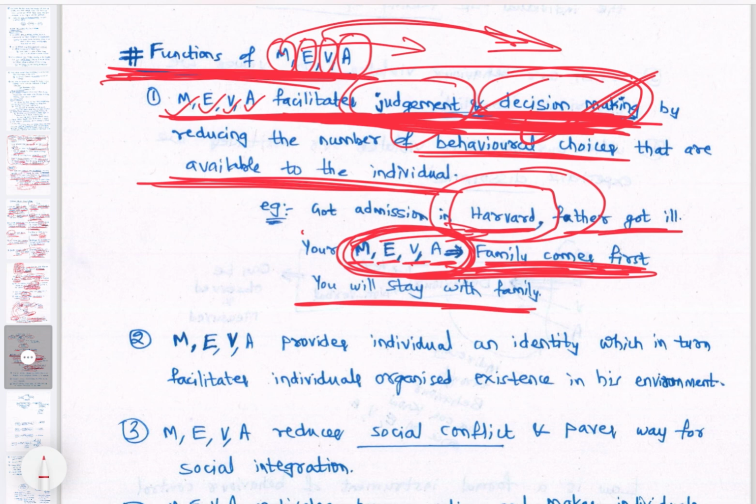On the other hand, see, this is the function: help in judgment and decision making. If we have two choices in decision making, it will help us choose. If you want to drink alcohol, you want to go to a pub, or whether you don't want to go to a pub, in that decision making, it will help. So morals, ethics, values, and attitudes provide an individual an identity, which in turn facilitates the individual's organized existence in his environment.